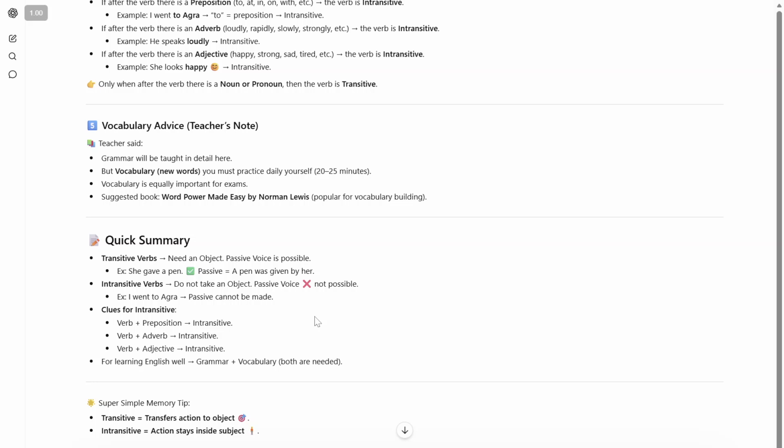Quick summary. Transitive verbs need an object. Passive voice is possible. Example: she gave a pen. Passive: a pen was given by her. Intransitive verbs do not take an object. Passive voice is not possible. Example: I went to Agra, passive cannot be made. Clues for intransitive: verb plus preposition, intransitive. Verb plus adverb, intransitive. Verb plus adjective, intransitive. For learning English well, grammar and vocabulary both are needed. Super simple memory tip: transitive means it transfers action to an object. Intransitive, the action stays inside the subject.